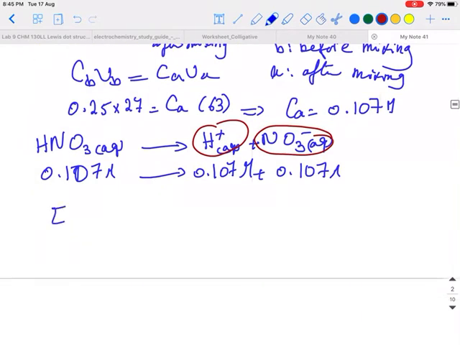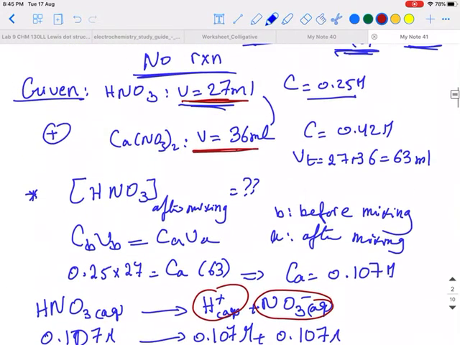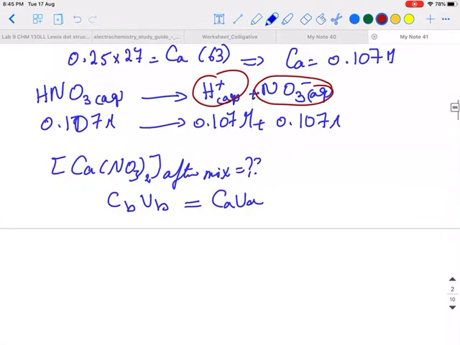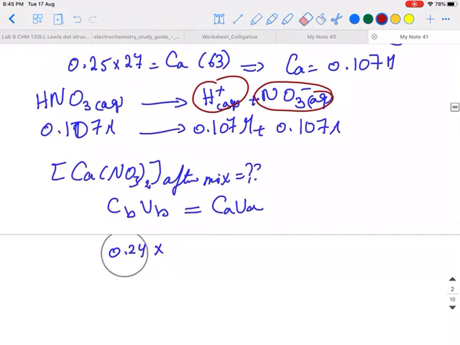Similarly, I will find the concentration after mixing for calcium nitrate. Again, it's a dilution problem because we are mixing, the volume increased, hence the concentration decreases. So dilution, CbVb equals CaVa. The concentration of calcium nitrate before mixing is 0.42, and then the volume before.